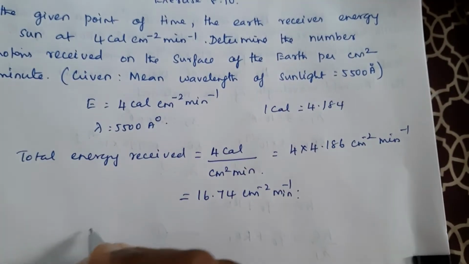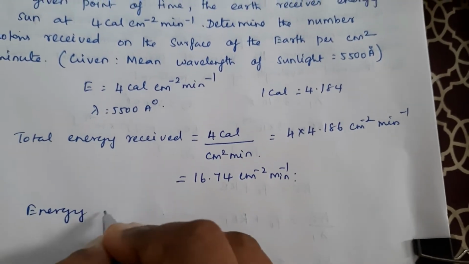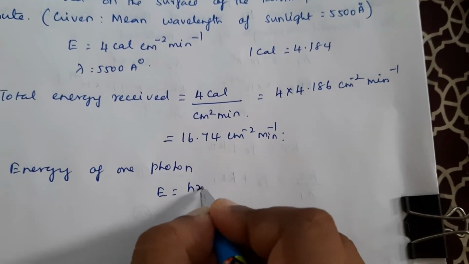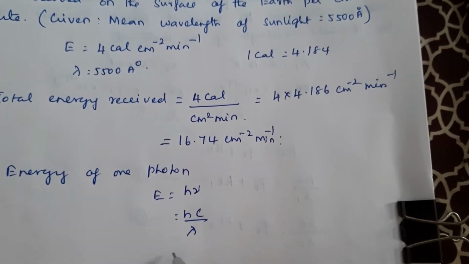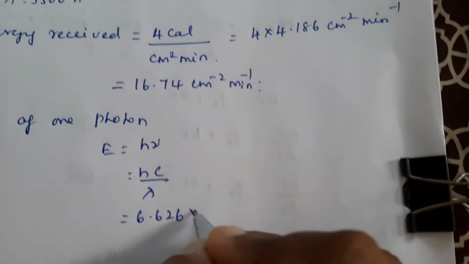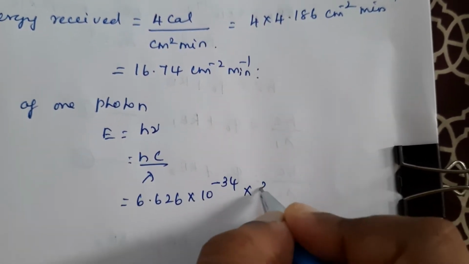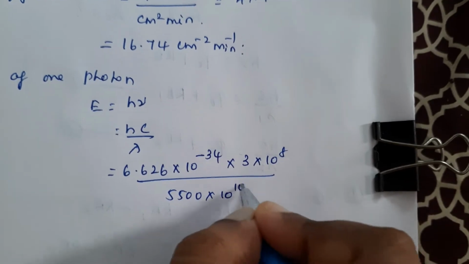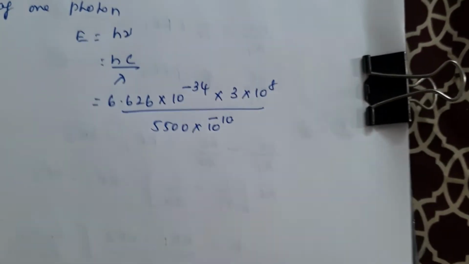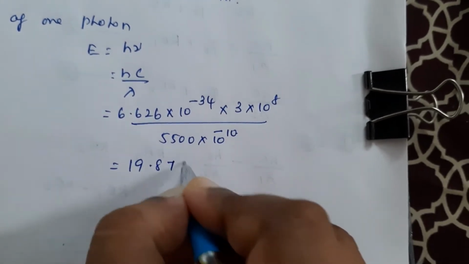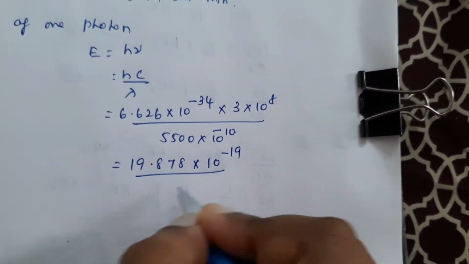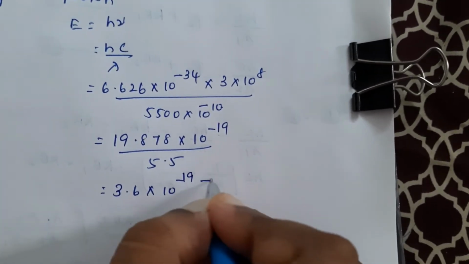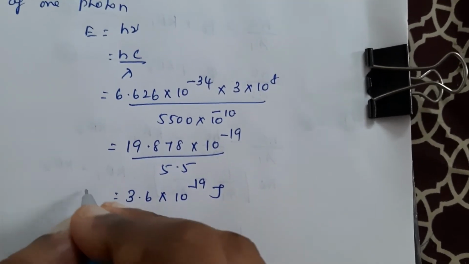Now what is the energy of one photon? That is E is equal to h nu, so hc by lambda. So it is 6.626 into 10 raised to minus 34 into 3 into 10 raised to 8 divided by 5500 into 10 raised to minus 10. If you multiply this, you will be getting 19.878 into 10 raised to minus 19 divided by 5.5. So you will be getting it as 3.6 into 10 raised to minus 19 joules. So this is the energy of one photon.